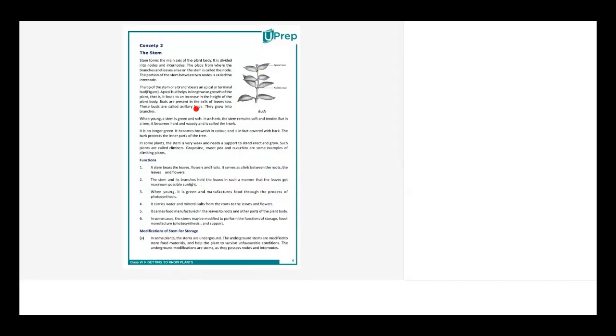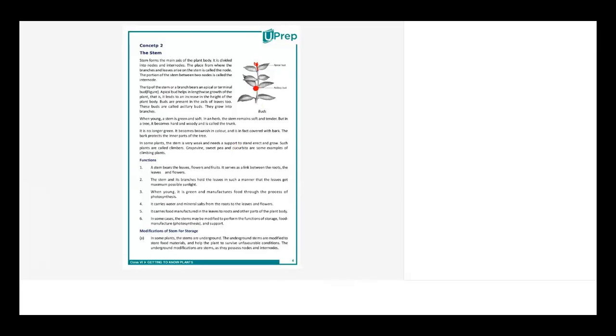Okay. So basically the tip of the stem or a branch. Every stem or branch will have a tip, right? The tip is where the growth happens, like this. The growth will happen always upwards, in a straight line. So the bud that comes out here is called the apical bud, right?